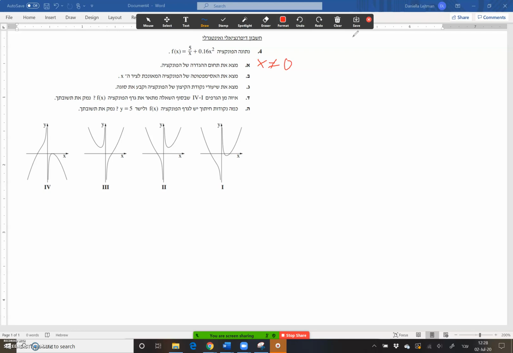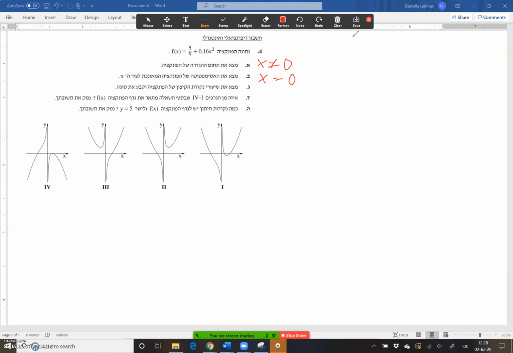Bet, מצא את האסימפטוטה, find the asymptote של הפונקציה, of the function, המאונכת, which is perpendicular, which makes a 90 degree angle to the x-axis. Well, מאונכת to the x-axis means it's going to be parallel to the y-axis. It's going to be במקביל לציר y. And we know that the answer is going to be x is equal to 0.